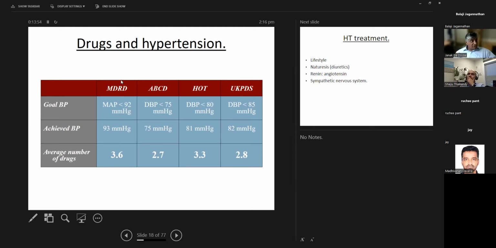And these are a summary of a number of trials that have been done. The Modification of Diet and Renal Disease, ABCD trial, Hypertension Optimal Treatment, UK-PDS study, which achieved different blood pressure targets. And what we saw was that actually you need multiple drugs in addition to these lifestyle changes to try and achieve good blood pressure, to reduce risk.